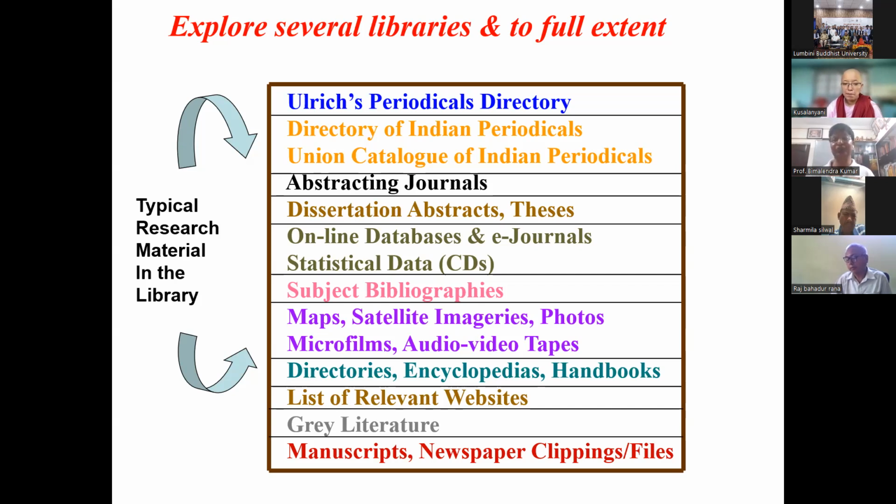We only have to search the literature related with our topic. For our Buddhist history or Buddhist tourist places, maps and satellite imagery are available. Even UNESCO has done a lot of work identifying Buddhist sites, and these photos and microfilms have become a source for the literature search. We have also seen directories, encyclopedias, and handbooks.